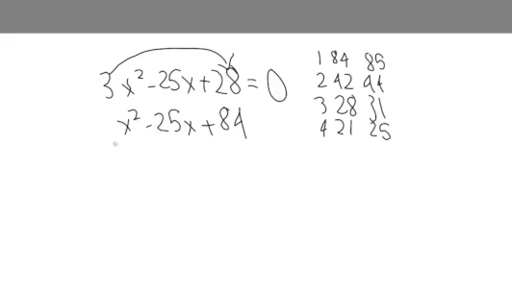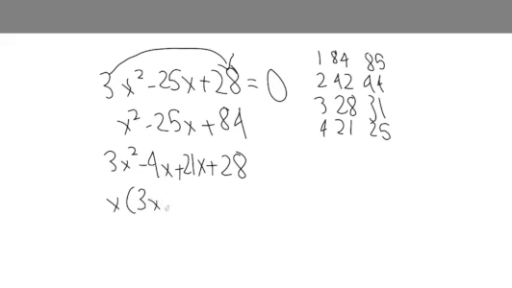So now we get these factors back into the original equation. So we have -4x plus 21x, and we do a similar factor by grouping. Here we could do x times 3x minus 4 plus 7 times 3x, not plus. My apologies.